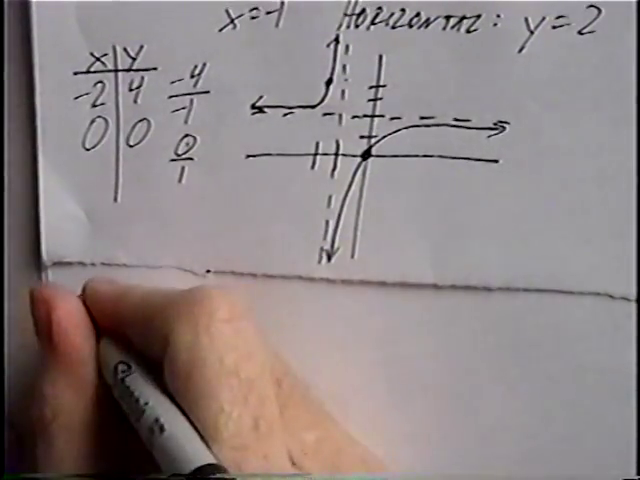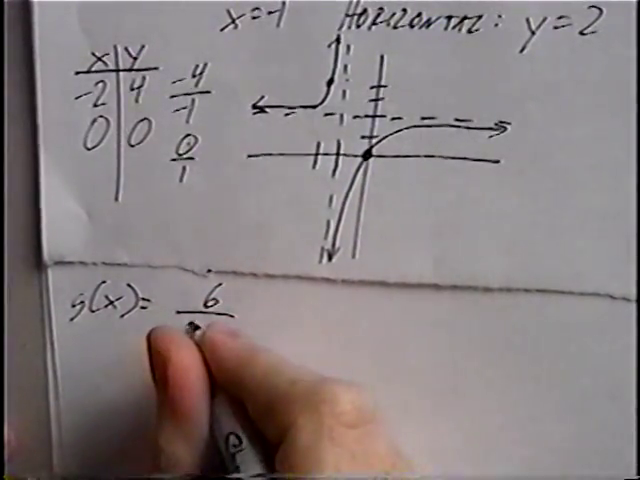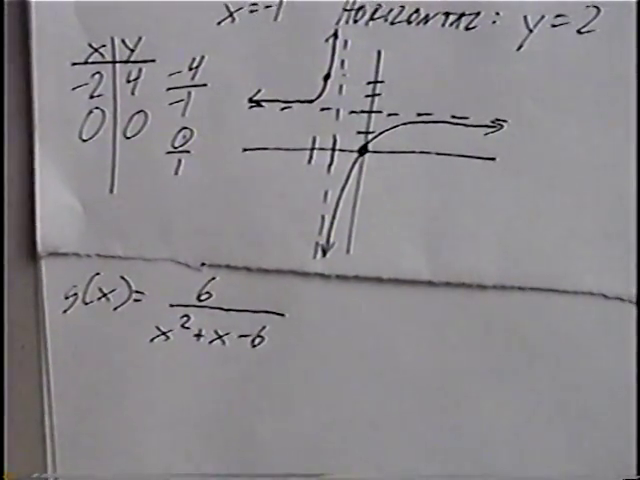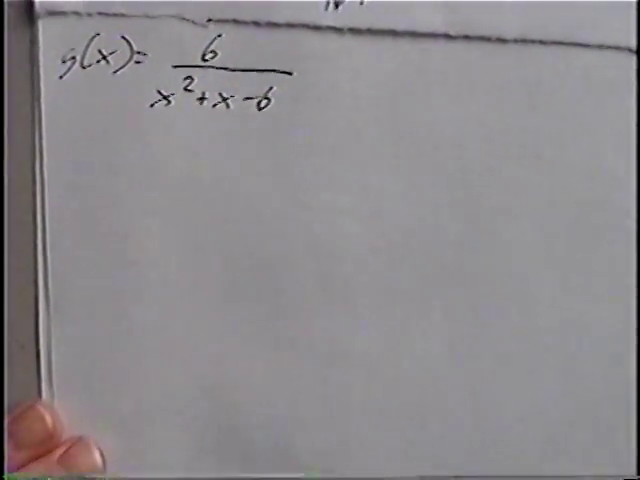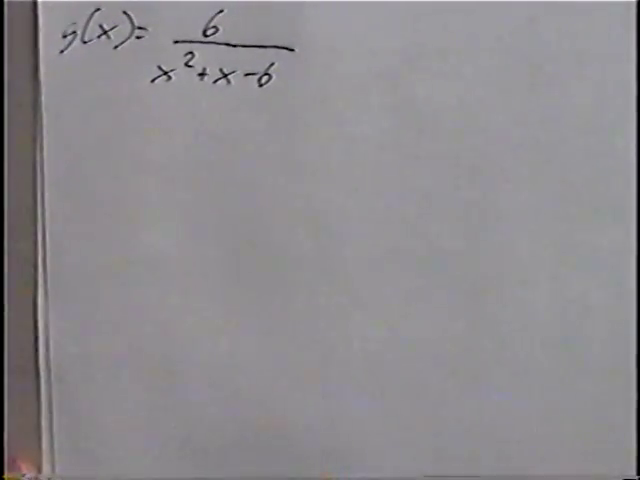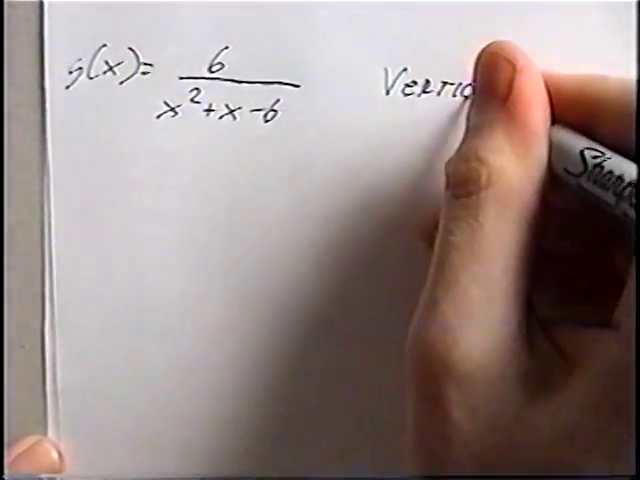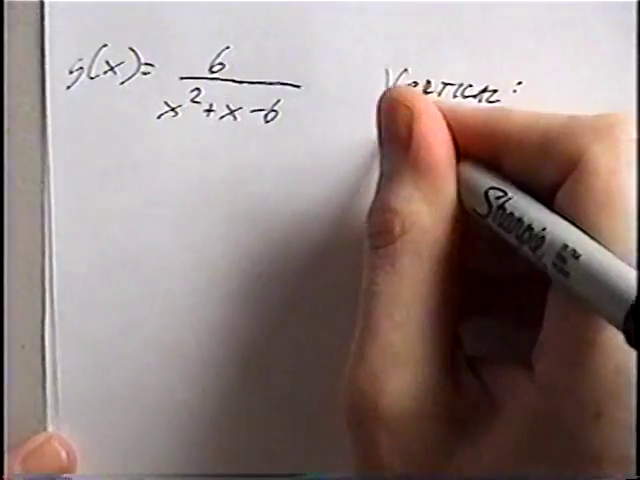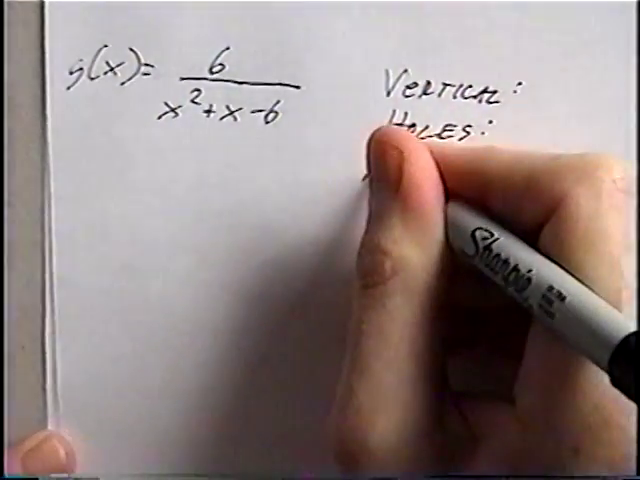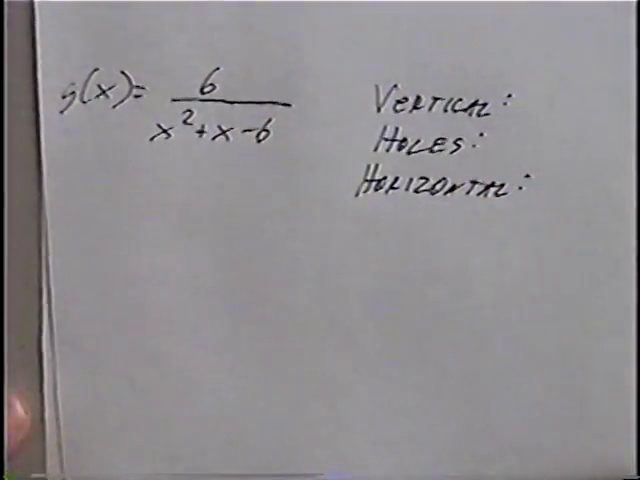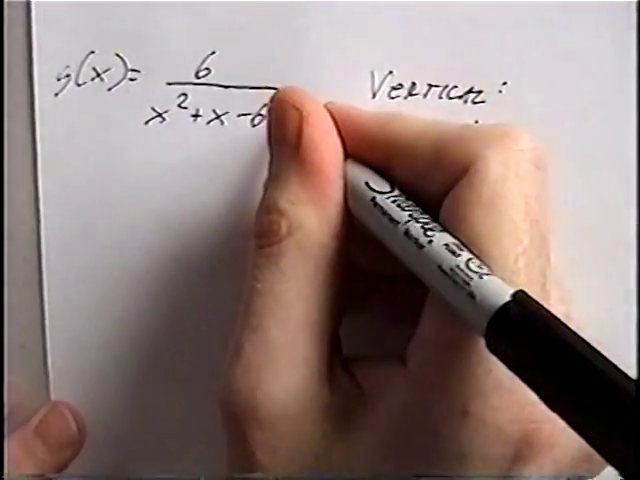Next question that we'll do for graphing rational expressions is g of x equals 6 over x squared plus x minus 6. And again, the first step when you graph a rational expression is you want to find the vertical asymptotes, the holes, and horizontal asymptotes. First step again, the denominator you set equal to 0.